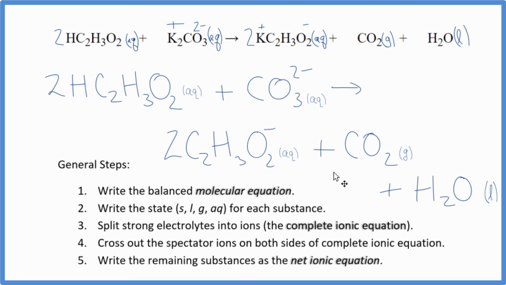So this is the balanced net ionic equation for acetic acid plus potassium carbonate. One of the keys to getting this correct is realizing that this is acetic acid. It's a weak electrolyte. So while it will dissolve in water, it won't really split into its ions very much, and we call it aqueous. We don't split it apart.